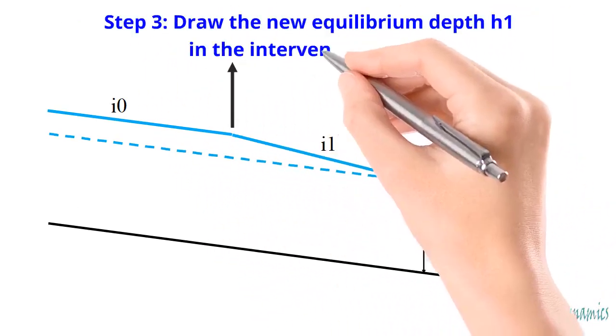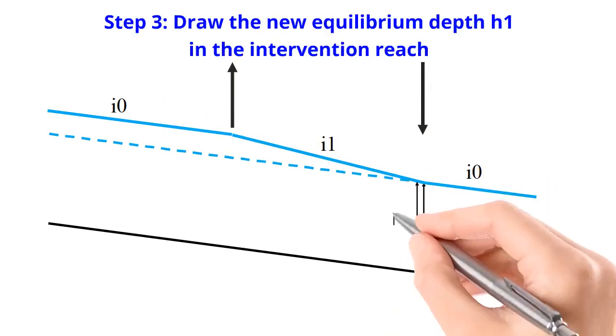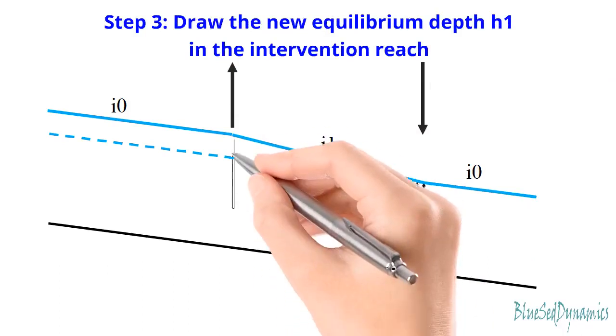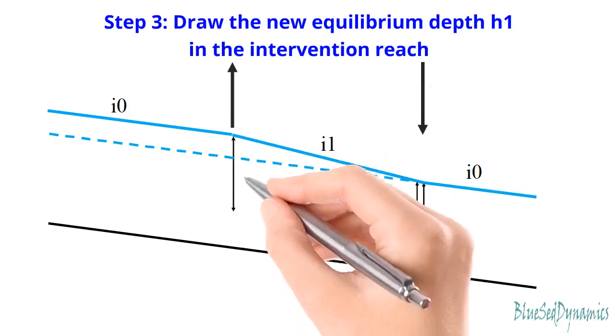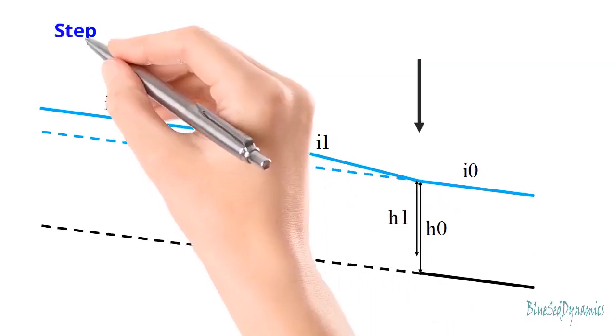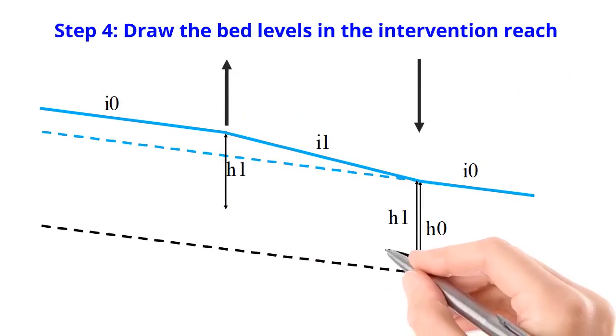Step 3. Draw the new equilibrium depth H1 in the intervention reach. The equilibrium depth is drawn down from the water surface. Step 4. Draw the bed levels in the reach of the intervention.